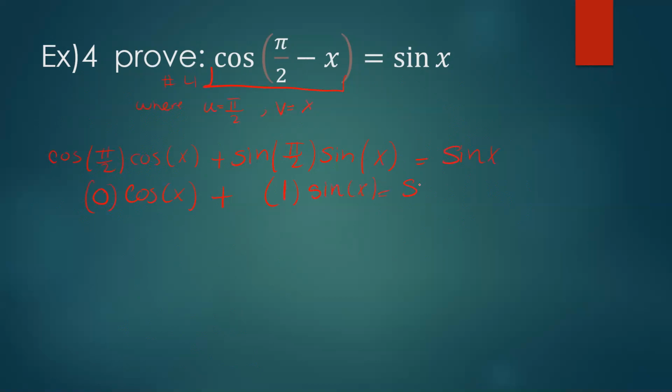Equals sine of x. So let's see, we're close. 0 times anything is going to be 0 plus, and then 1 times sine of x is just sine of x, equals the sine of x. So our last statement is true because the left side simplifies to sine of x equals sine of x, right? So you just proved your statement.